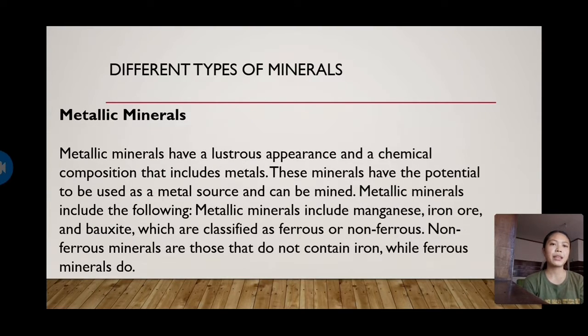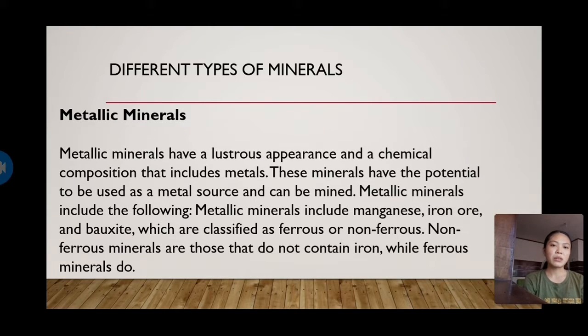So, different types of minerals. These are different types of minerals. Metallic minerals. Metallic minerals have a lustrous appearance and a chemical composition that includes metals. These minerals have the potential to be used as a metal source and can be mined.